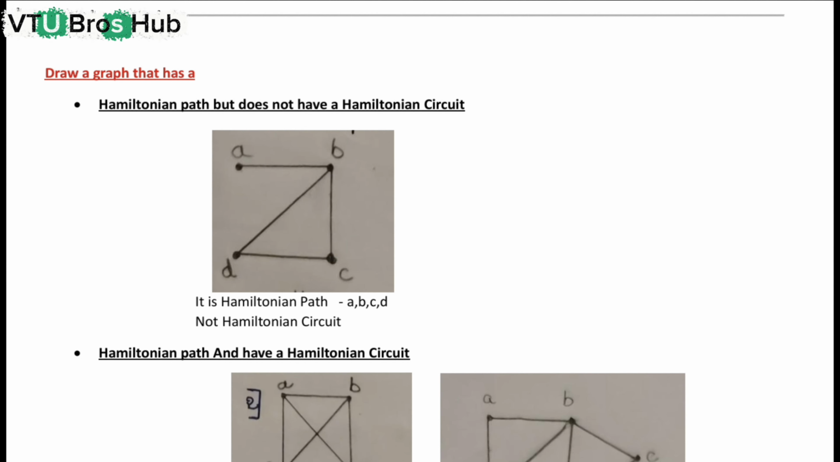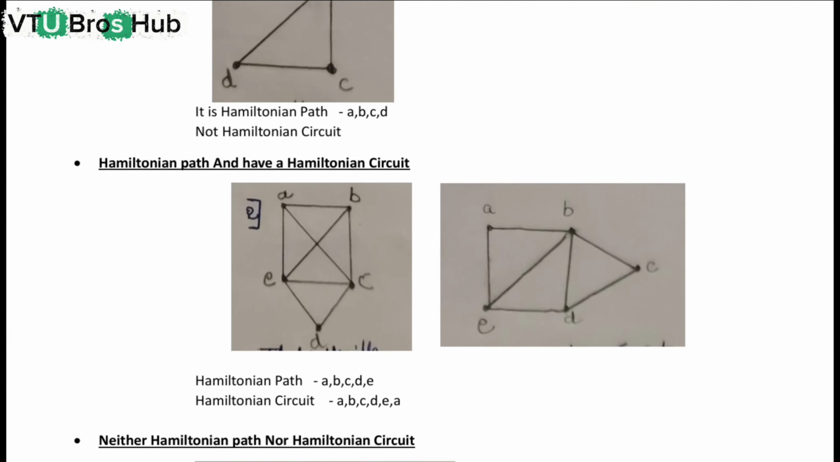Let's now look at different types of graphs, based on whether they have a Hamiltonian path, Hamiltonian cycle, or Euler circuit. These are very commonly asked in VTU exams by specifying conditions. Let's go one by one. 1. Hamiltonian path but no Hamiltonian circuit. This graph has a Hamiltonian path but not a Hamiltonian circuit. Hamiltonian path A, B, C, D. Not a Hamiltonian circuit, because we don't return to the starting vertex. Refer to the example diagram.